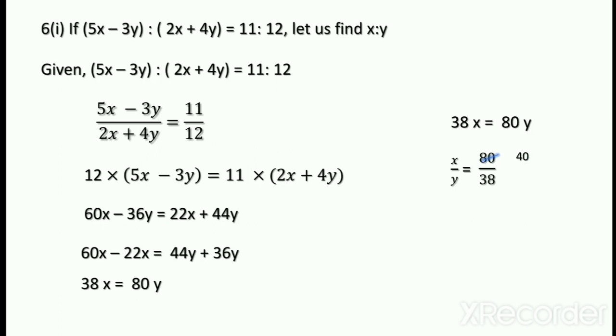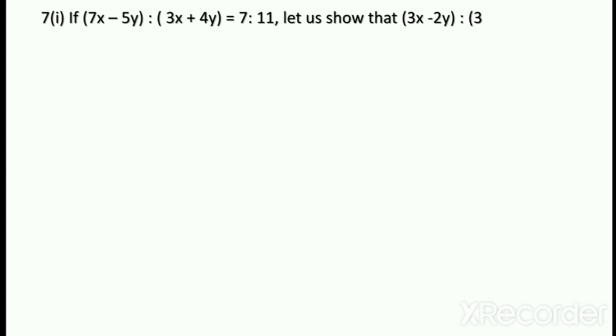You could simply simplify this. Write the ratio always in the simplest form. Start with question number 7. Now question number 7 is a question which relates with both question number 5 and question number 6.